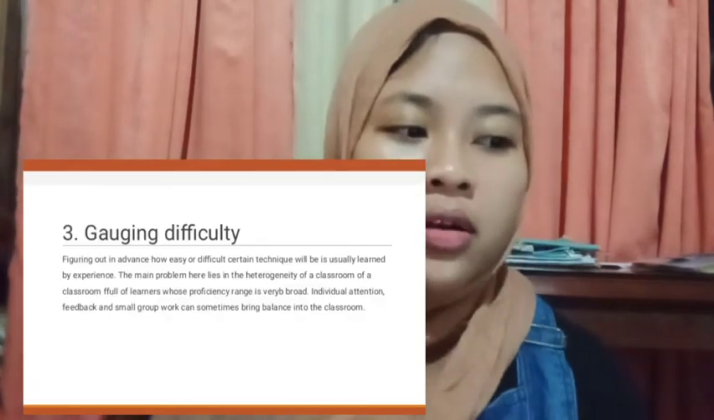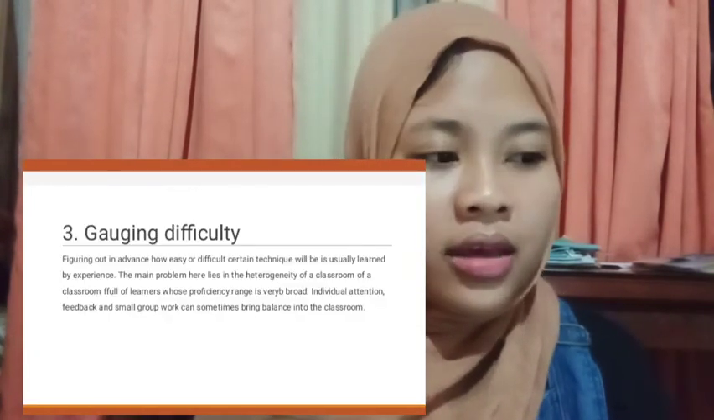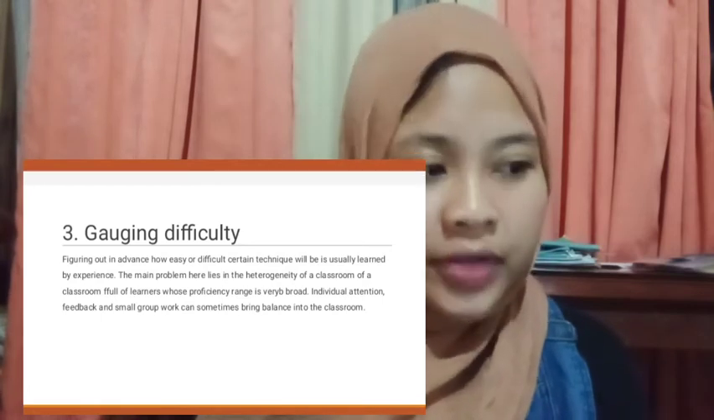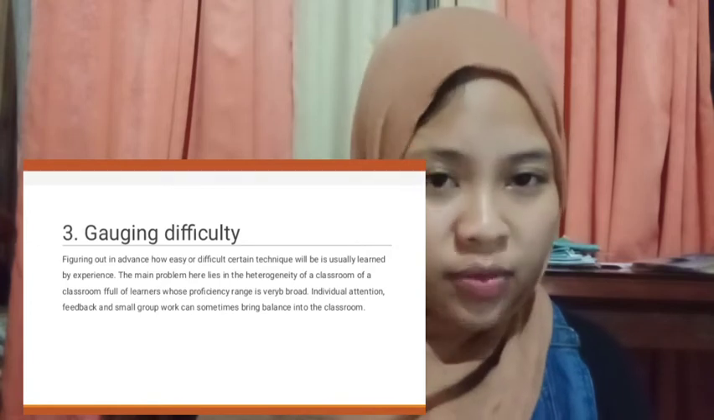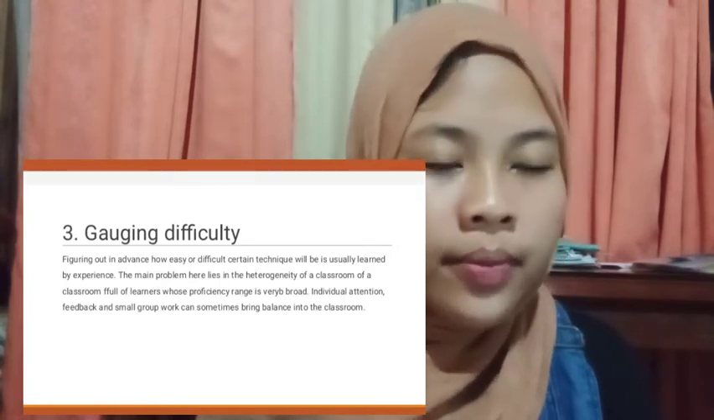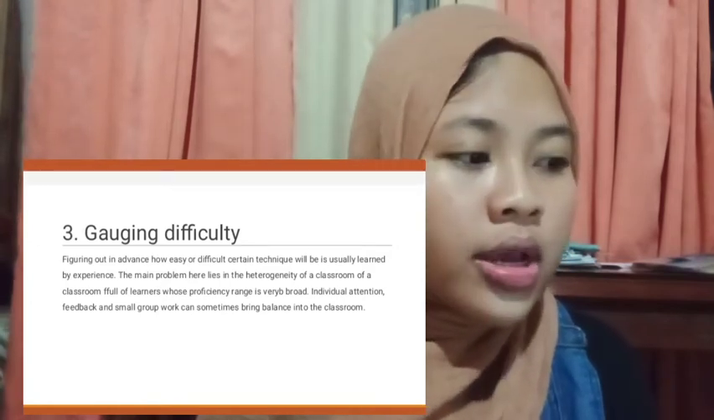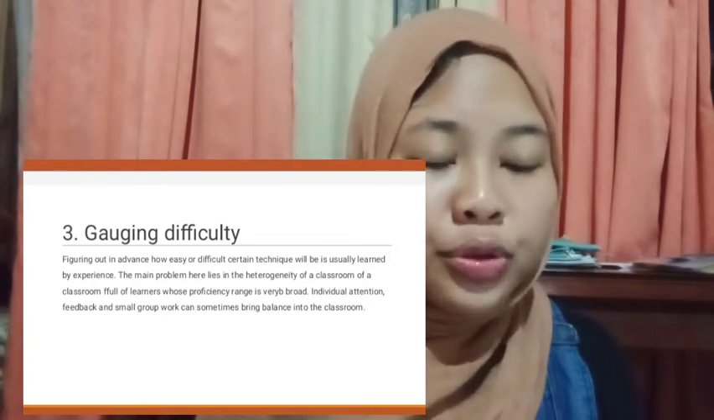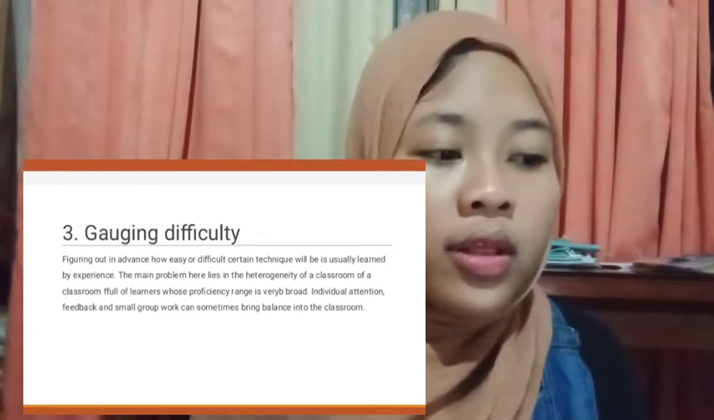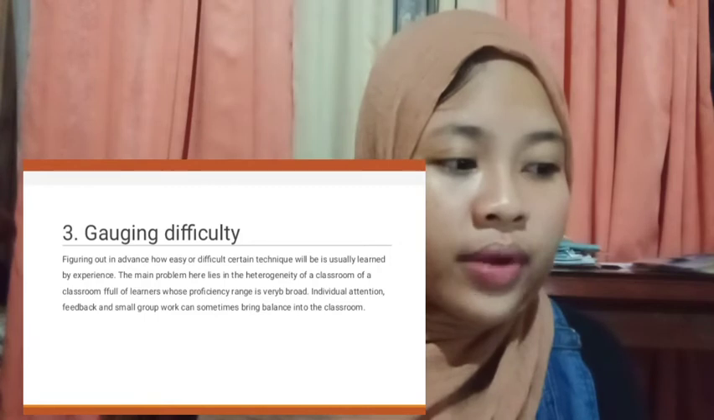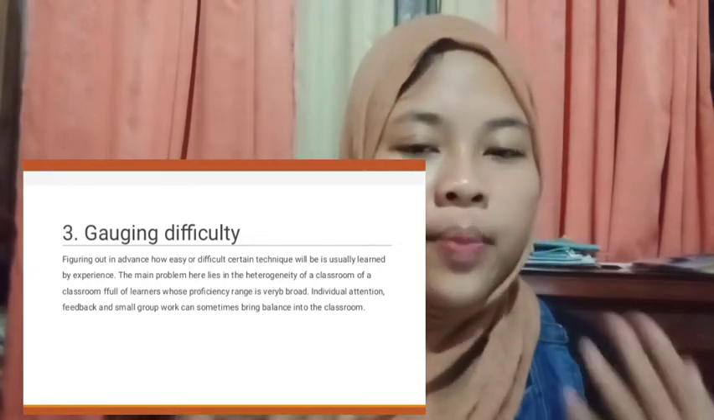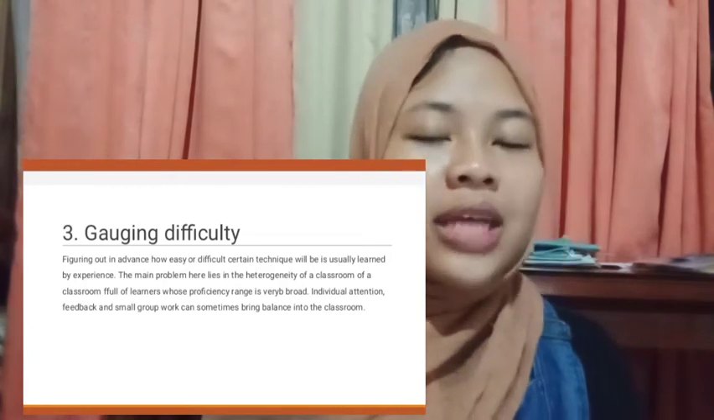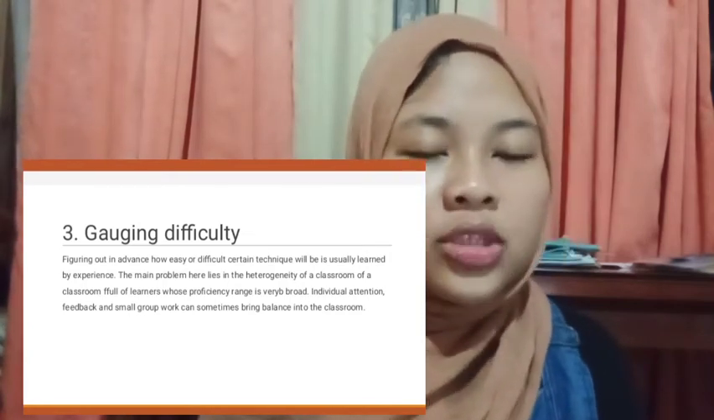And 3. Quick line is coping with difficulty. Figuring out in advance how easy or difficult certain techniques will be is usually learned by experience. The main problem here lies in the heterogeneity of a classroom full of learners whose efficiency range is very broad. Individual attention, feedback, and small group work can sometimes bring challenge into the classroom.